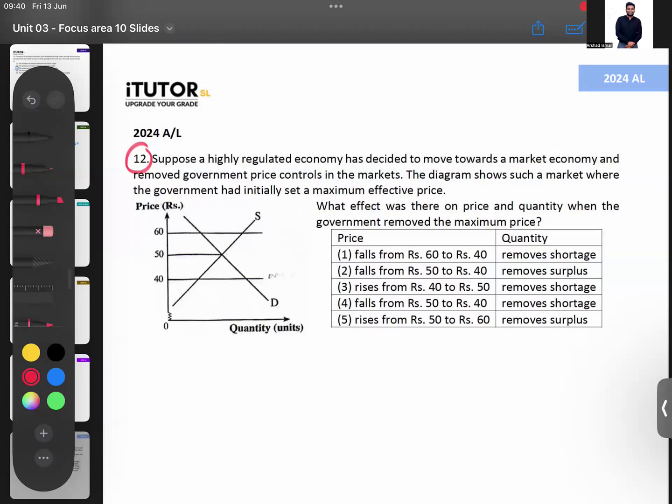It should have been at 40, no? You don't set a maximum price above equilibrium. Okay. And now they are saying they have removed it. So if they remove it, what effect was there on price and quantity when the government removed the maximum price?